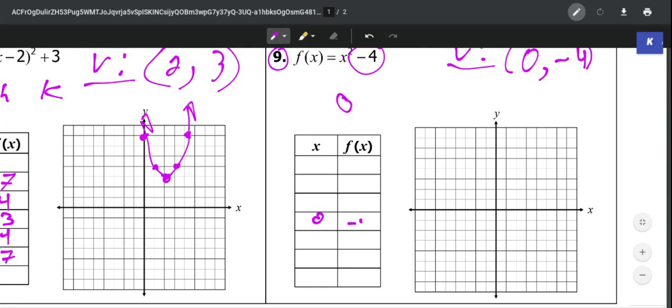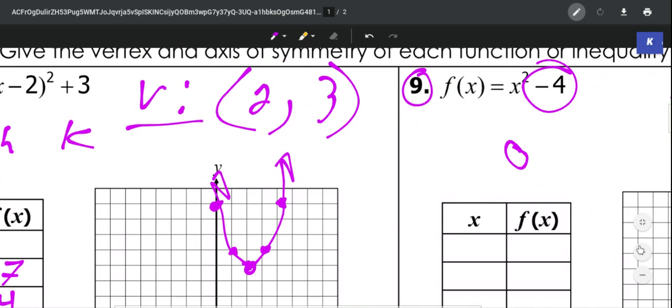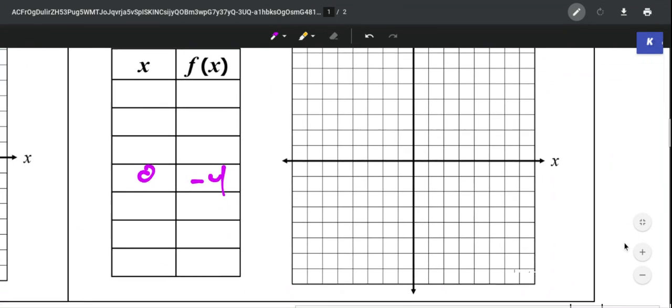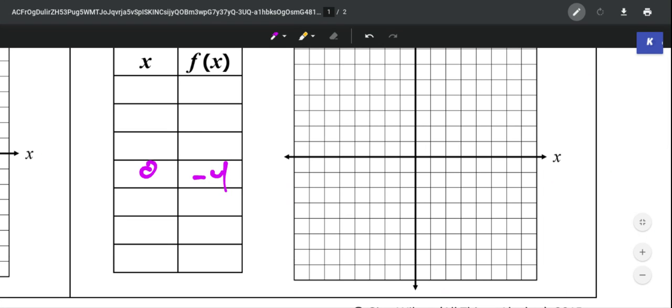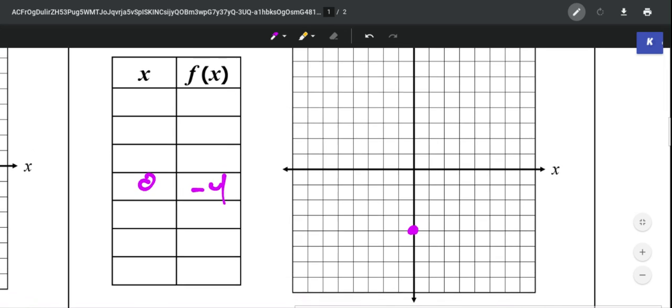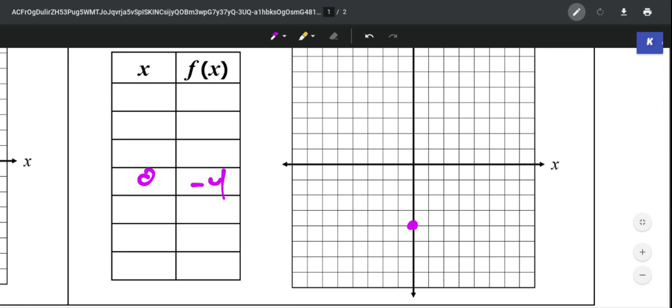So we put that in the middle and graph it. That's going to be at 0 on the x-axis to -4 on the y. So 1, 2. Let me zoom in. All right, so 1, 2, 3, 4. That'd be right there. Now we need some x values below 0, so we're going to go -1 and -2. And then we need 2 more above 0, so we'll go 1 and 2.